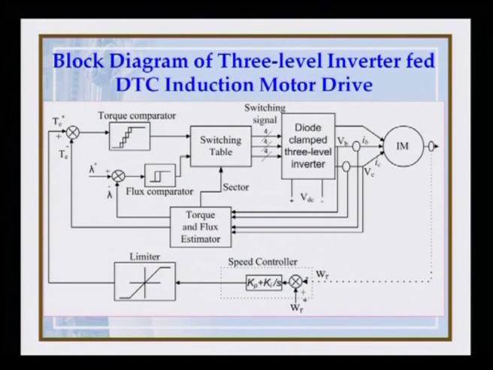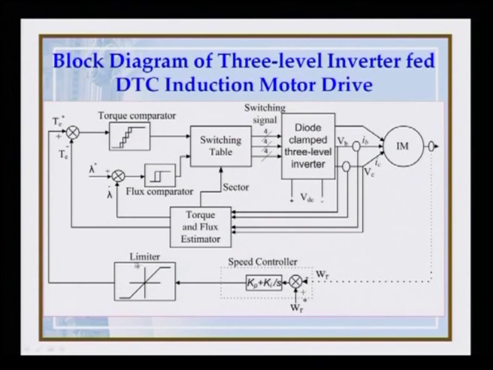So, we have the induction motor here, and we have a speed sensor. The speed sensor gives us the speed, and what we get here is the actual speed. It is fed back here, and we have a reference speed, that is omega r star, and we compare the actual speed with the reference speed and then feed it to a speed controller or PI controller, Kp plus Ki by s.